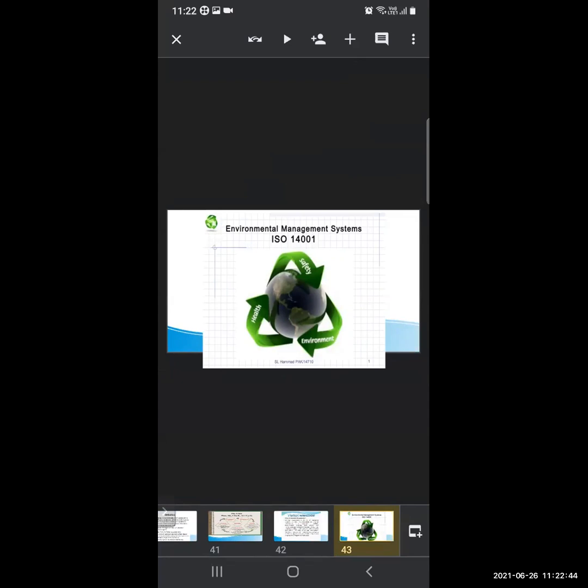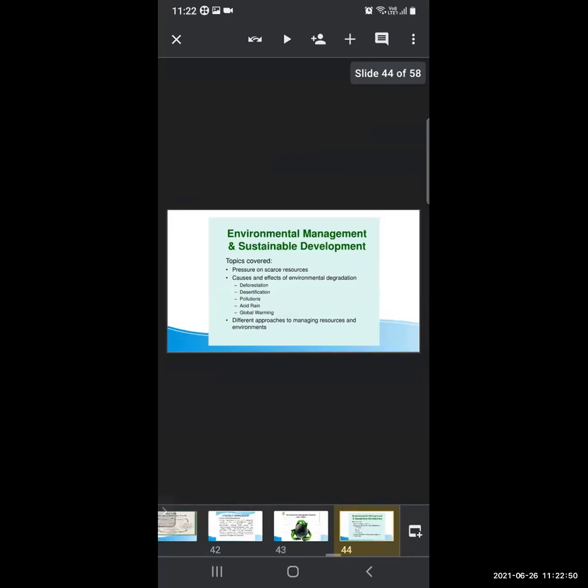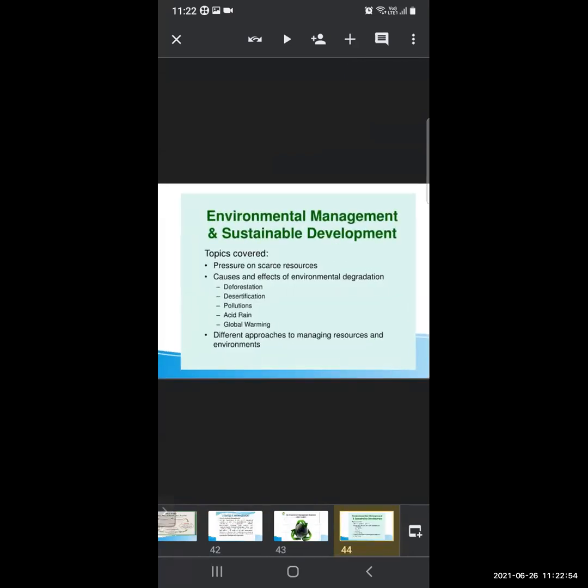Environmental management system, that is EMS. Okay, mainly it is safety, environment and health. Environmental management and sustainable development includes causes and effects of environmental degradation. Degradation means the environment quality is degrading. Deforestation, desertification, pollution, acid rain, global warming.